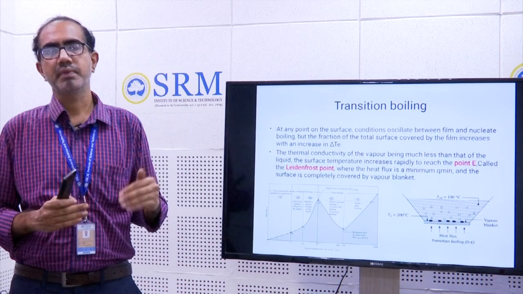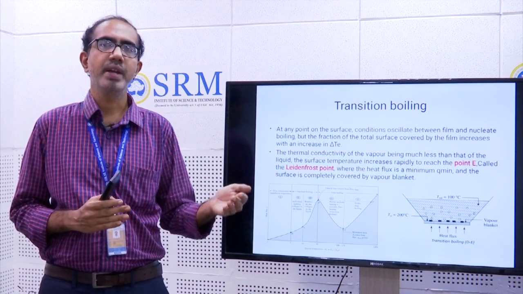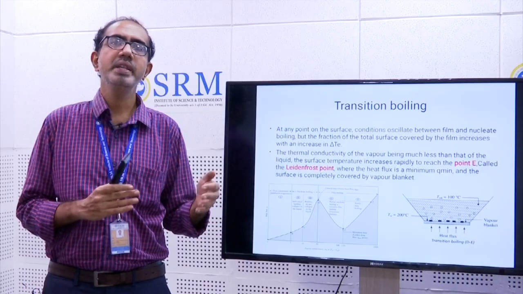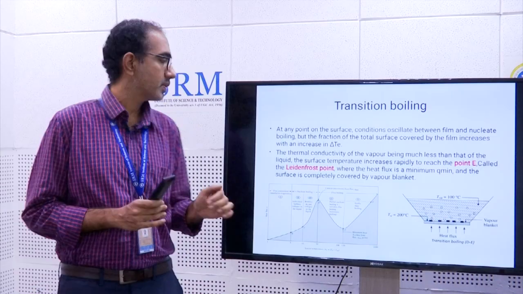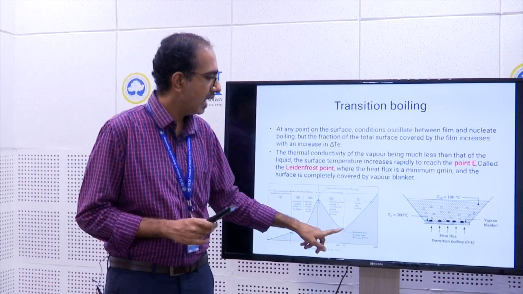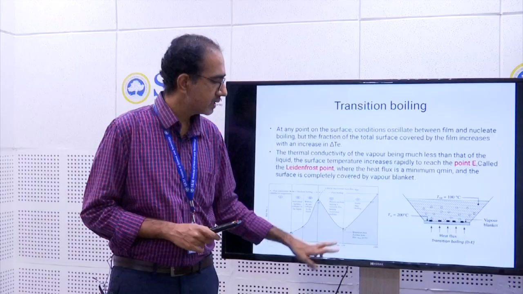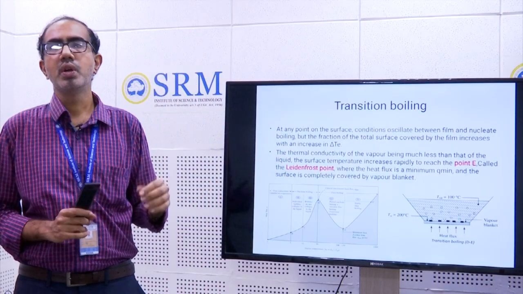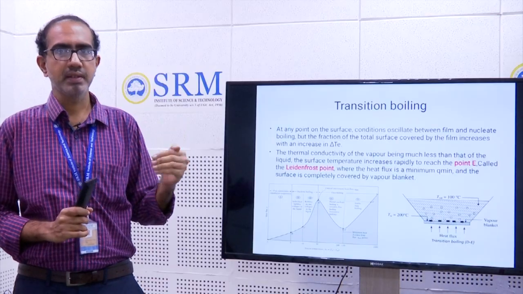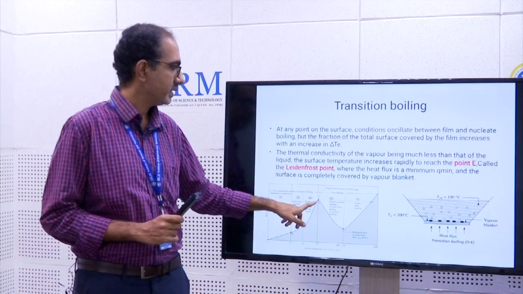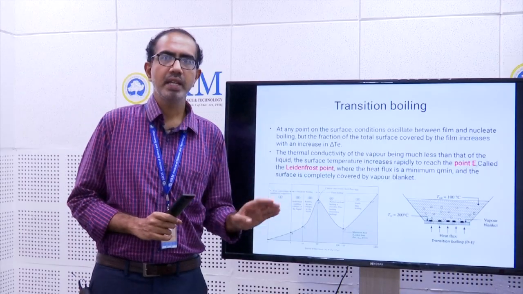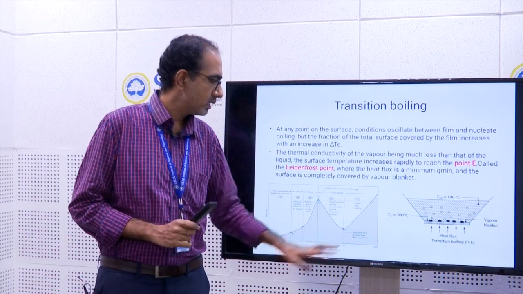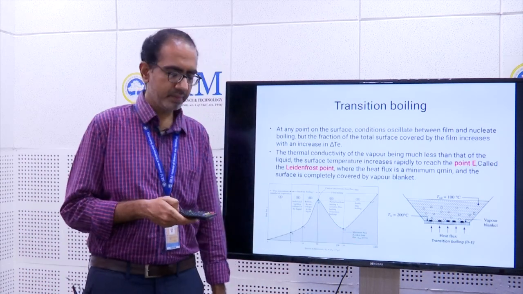Now, because of this, we know that the thermal conductivity of vapor is less compared to the thermal conductivity of liquid. So, there will be a hindrance in the heat transfer. That is why the heat flux is decreased here, and we get a minimum heat flux. That point is the Leidenfrost point. So, the maximum heat flux occurs at point D, which is said to be the critical heat flux. The minimum heat flux occurs at point E, which is known as the Leidenfrost point.